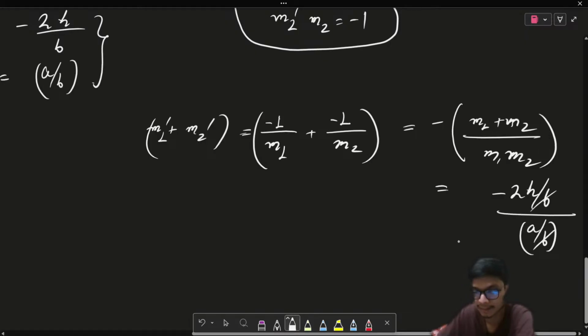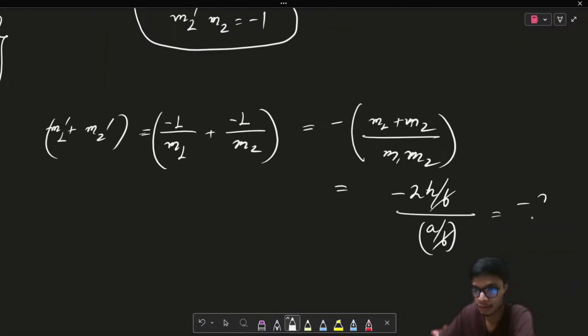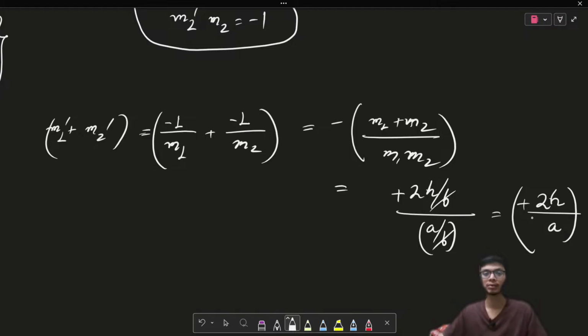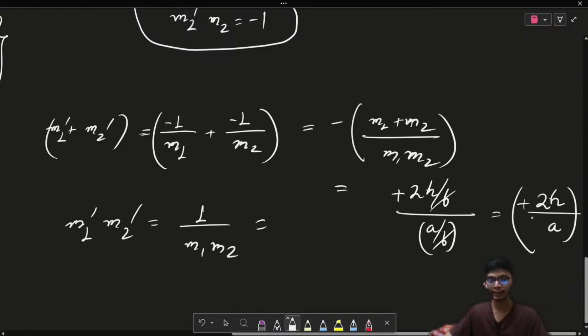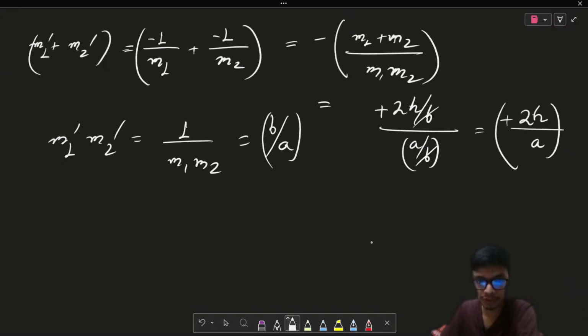So this b and b get cancelled out, and ultimately the sum of m1' plus m2' is going to turn out to be plus, because minus of minus will be plus. So it will be 2 times h upon a. Similarly, the product of m1' into m2' is going to be just 1 upon m1 m2, and that will turn out to be b upon a, right?